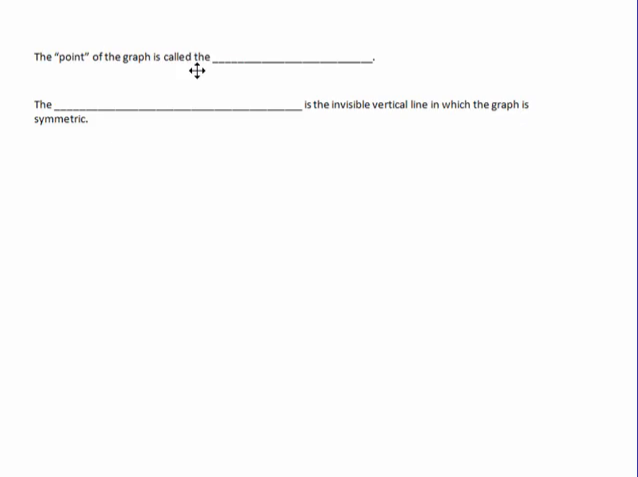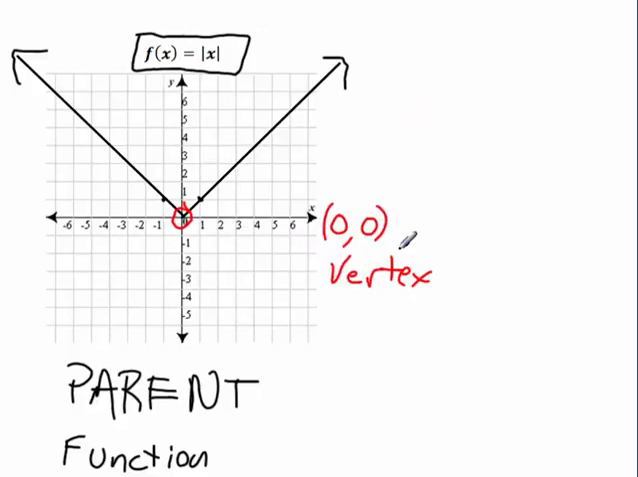So the point of the graph is called the vertex. So you write that vertex. For the parent, the vertex is 0, 0. So this is the point for the parent function. The vertex is always going to be 0, 0.